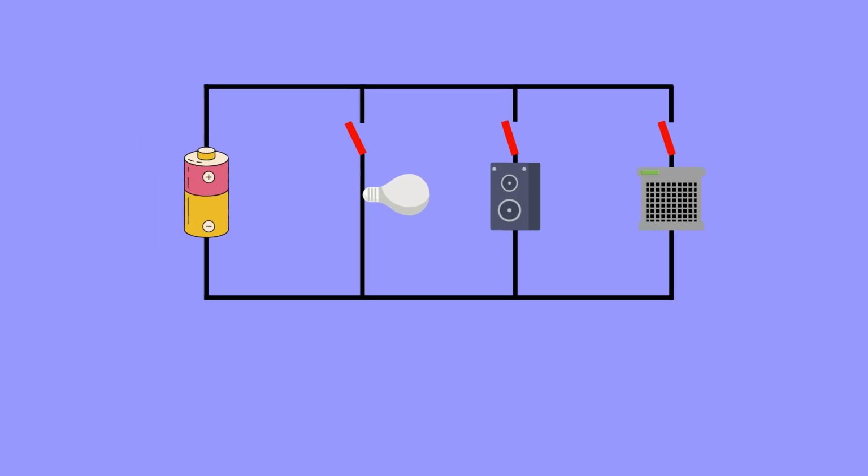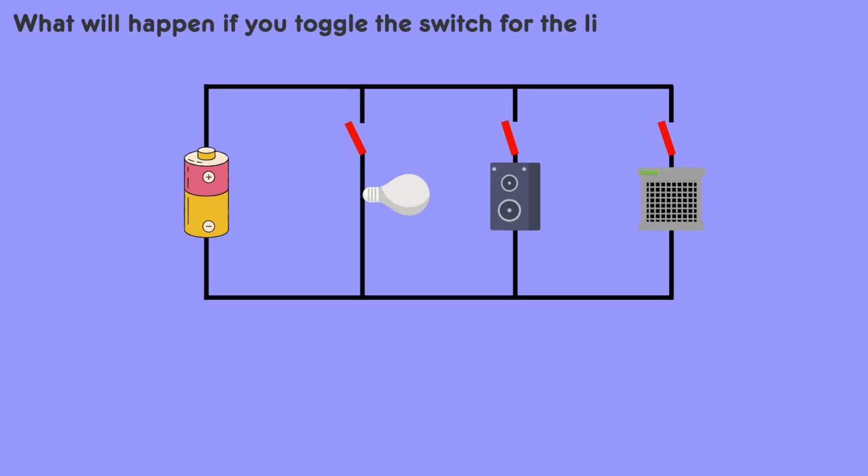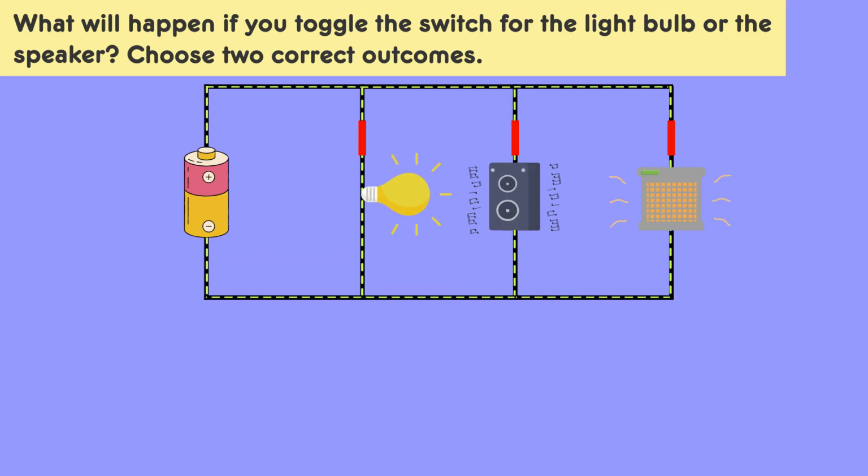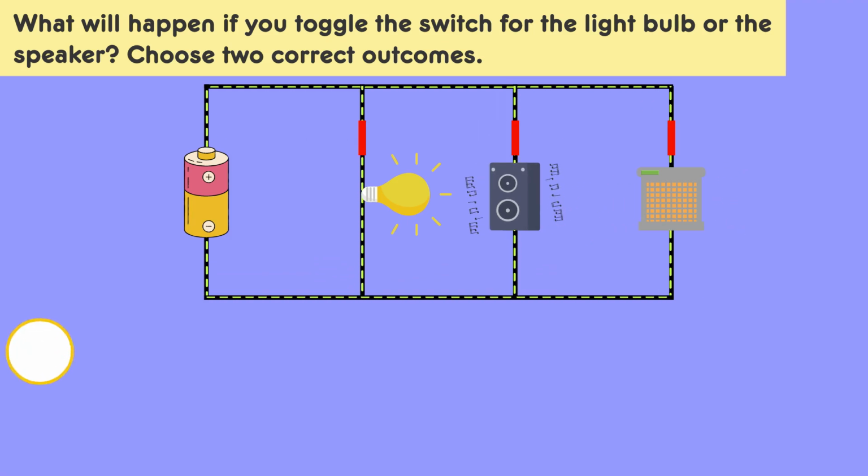Here's your question. What will happen if you toggle the switch for the light bulb or the speaker? Choose two correct outcomes based on your understandings of how the circuit operates and think about why these outcomes occur. The answer choices are as follows.